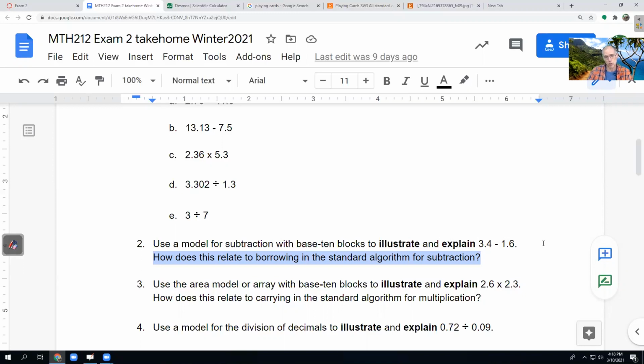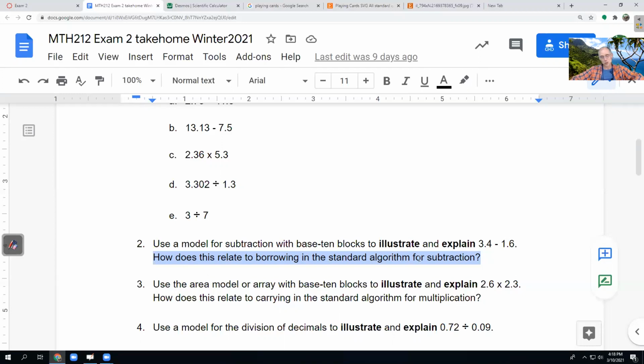I prefer the comparison, so I would have said subtraction means to compare. In this case, it means how much bigger is 3.4 than 1.6. Then I would show the base 10 blocks and do a trade if a trade was necessary. Next, after that illustration and explanation, you should have said how they related to the borrowing in the standard algorithm.